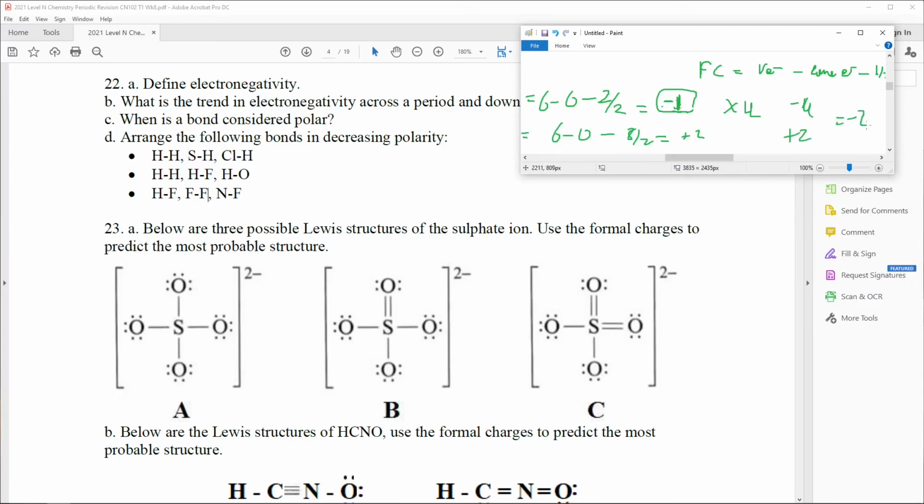Add them, you get minus 2. And now, is the total charge minus 2? Yeah, it is. So we're correct. So let's keep on going.